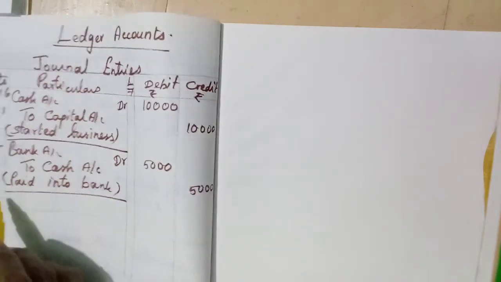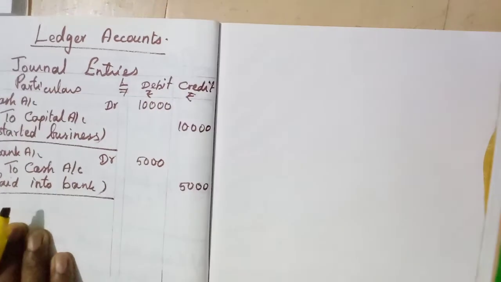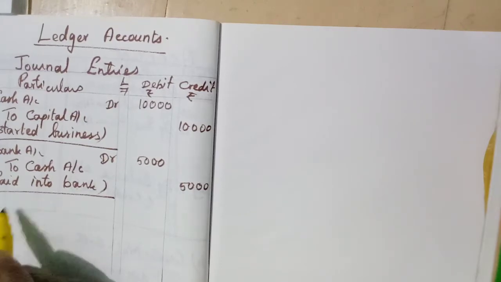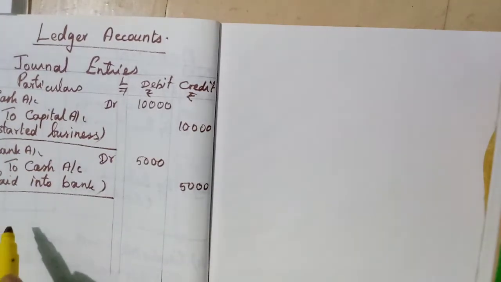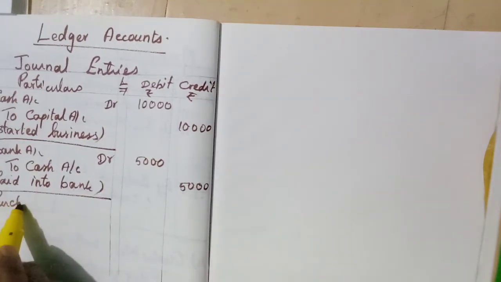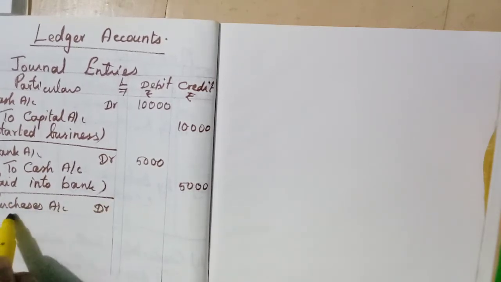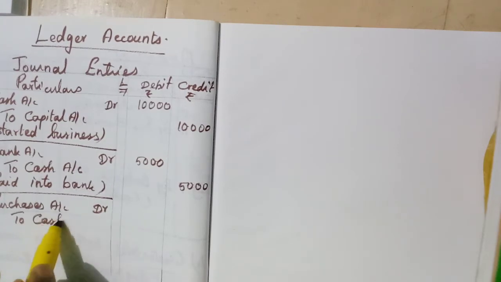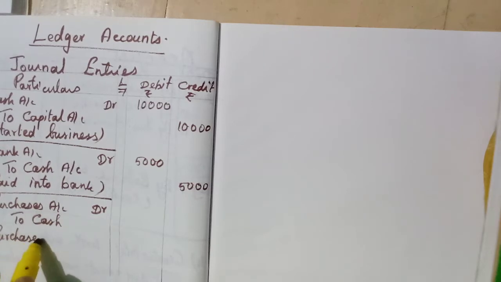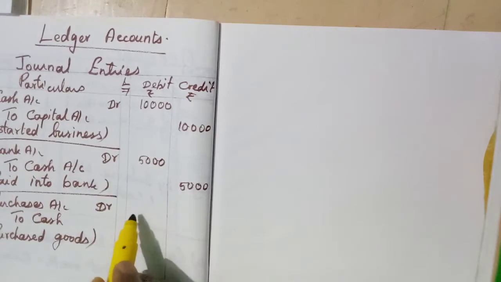Then 7. Okay, next date 7. You have to write 7. Purchased goods from Ram for cash. So one is cash. Cash going out, we need to credit. What should be debited? Purchased goods means it is purchases. So purchases account debtor to cash account. Purchased goods for cash, you can also write 1,000.